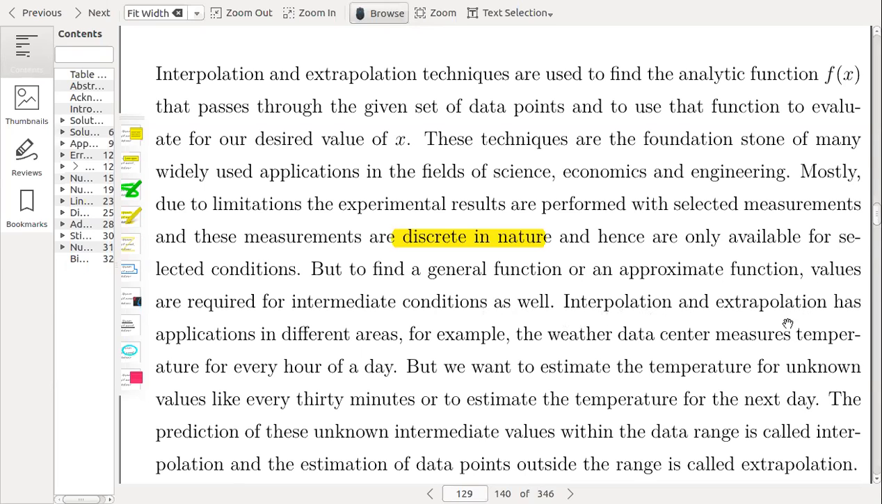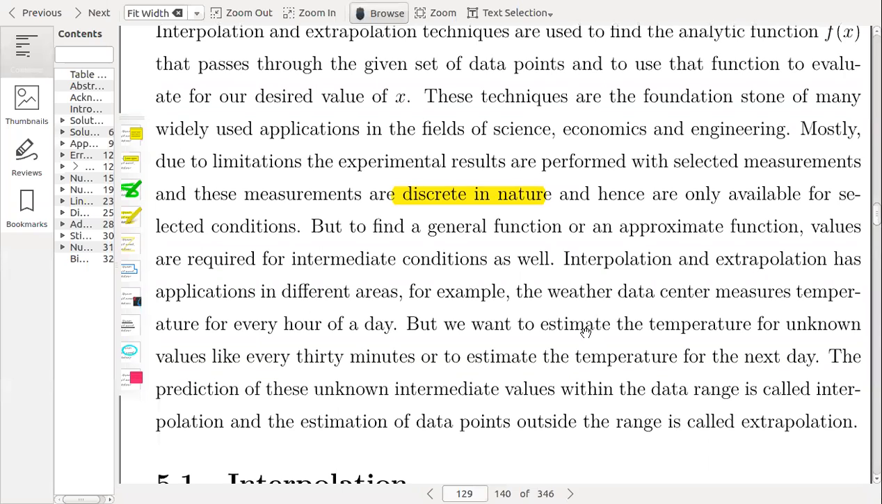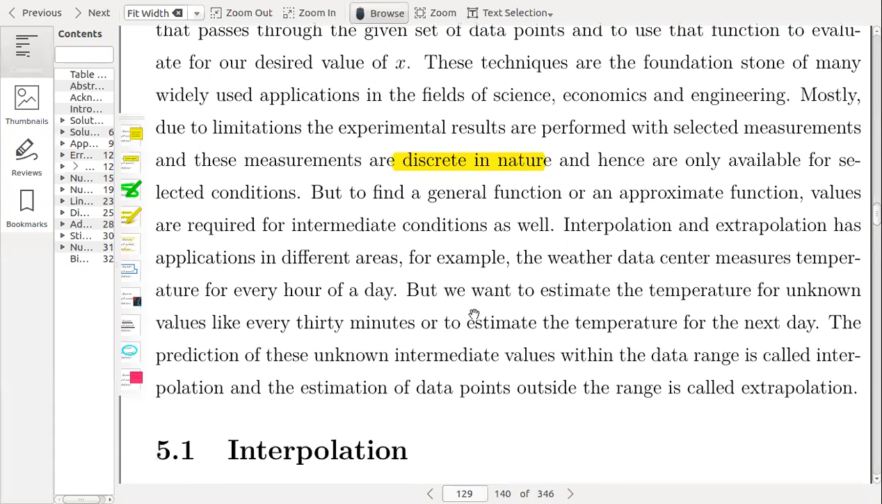Interpolation and extrapolation have applications in different areas. For example, the weather data center measures temperature for every hour of a day. One example of interpolation is the data collected by the weather data center after every hour in a day. But if we are interested to estimate the temperature for unknown values, like every 30 minutes, or to estimate the temperature for the next day, we use interpolation or extrapolation.